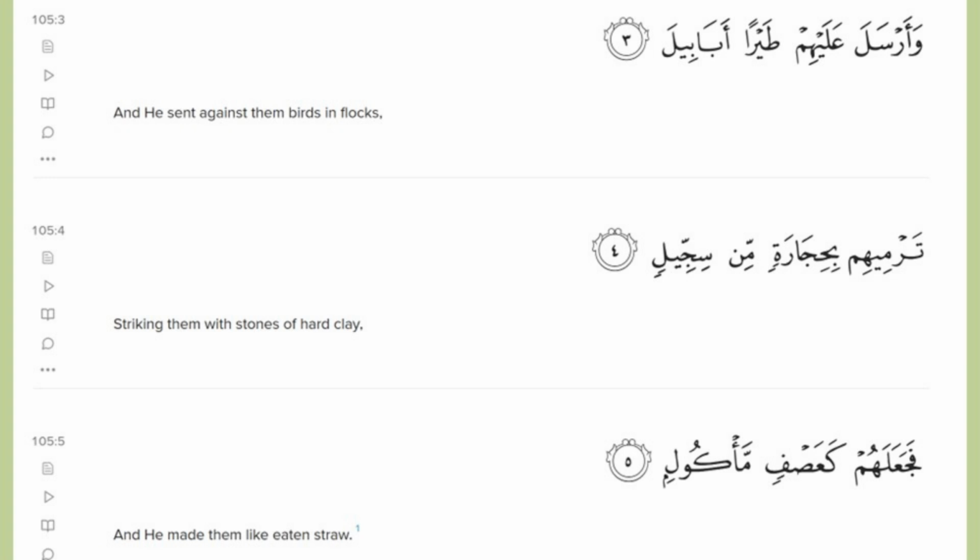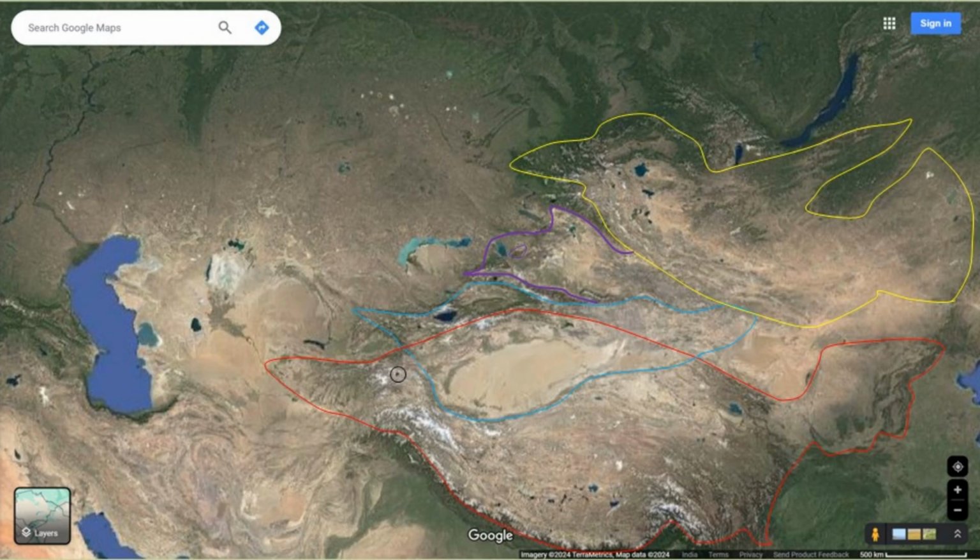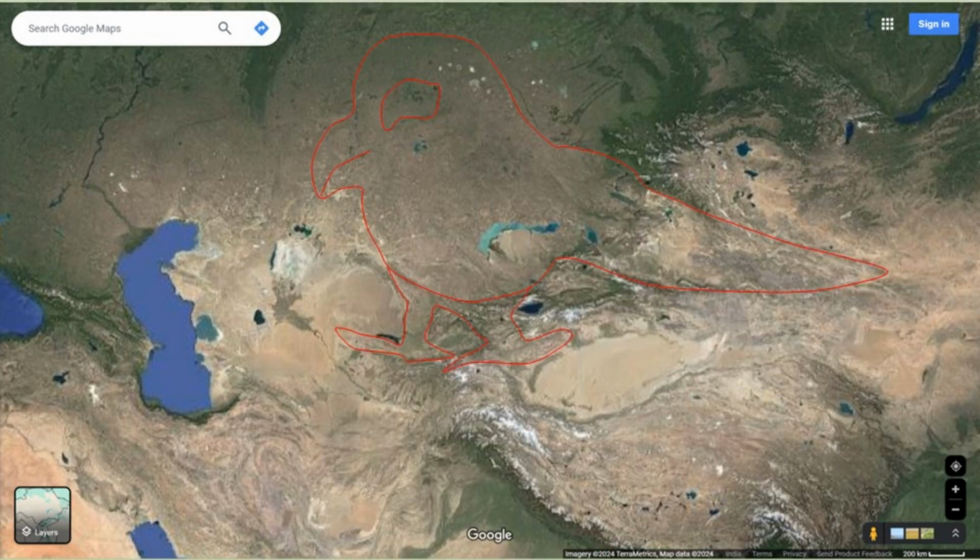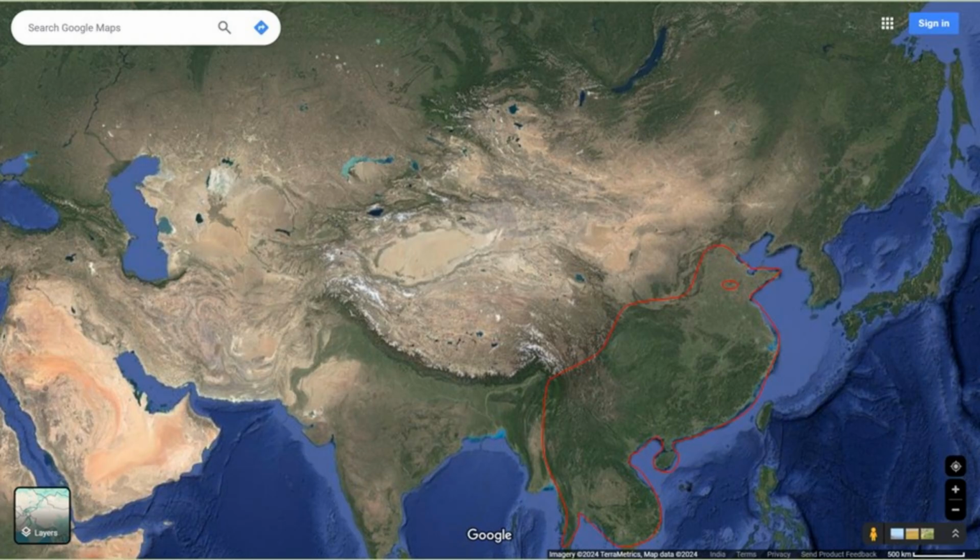The chapter number 105, verse number 3 states that Allah sent the birds against them in flocks. This is an image of the birds in flocks which Allah sent against the companions of the elephants. This is an image of one more bird. This is the image of one more bird carrying a stone in its legs to strike against the companions of the elephants, as mentioned in the chapter number 105, verse number 4.